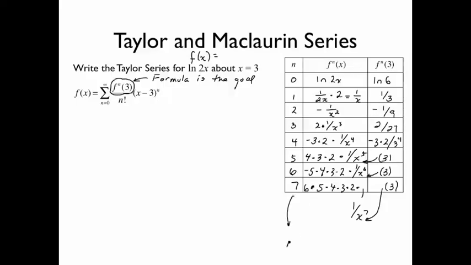So the nth derivative is going to be what? We have the alternating effect. When n is 1, we get positive. When n is 2, we get negative. So it's going to be negative 1 to the what? When n is 1, it's positive. When 2, it's negative. When 3, it's positive. So we want negative 1 to the n plus 1.